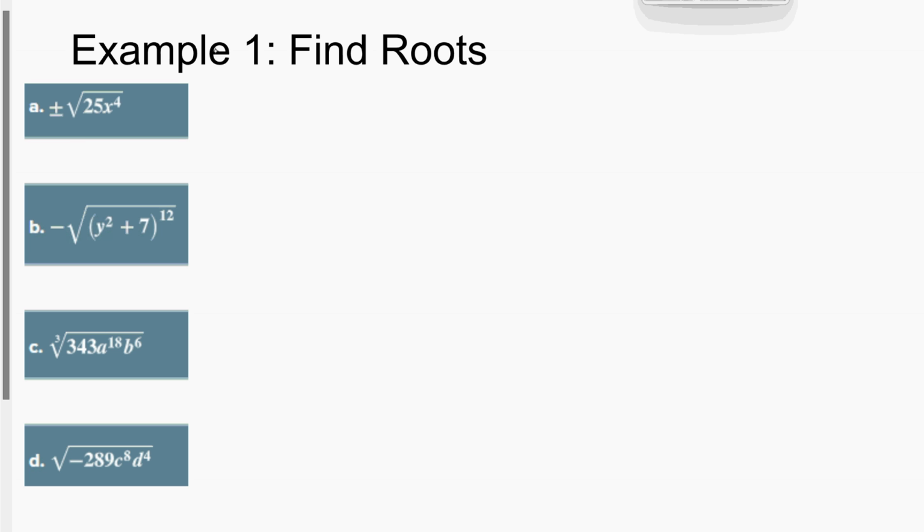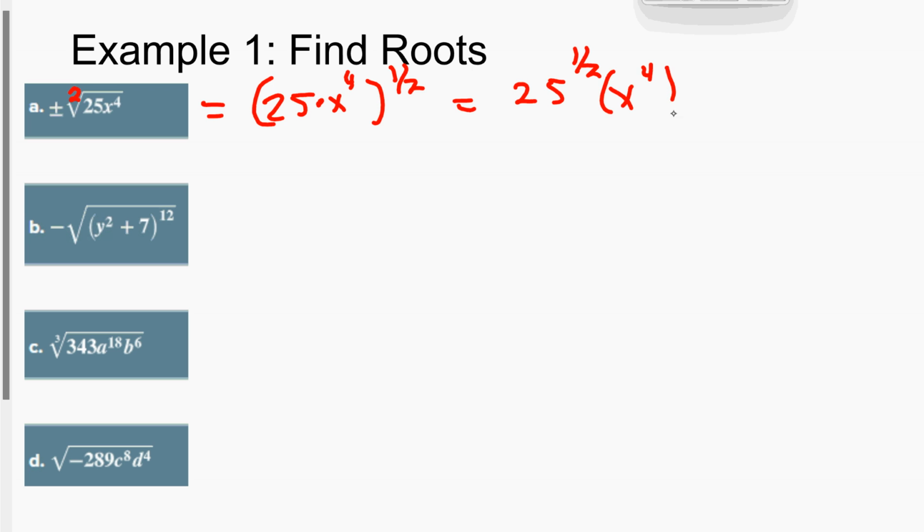So square root is what times itself twice, right? So one thing that you can do is you can switch this to a rational exponent. So that'd be 25x to the fourth raised to the fractional exponent 1/2, right? Because it's an index of 2, so that goes in the denominator. Now, because this is multiplication, I can take 25 to the 1/2, which is the square root of 25, right? And then I can take x to the fourth raised to the 1/2.